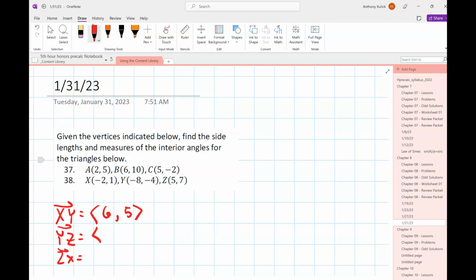Wait a minute, hold on a second. Oops, that's the wrong order. So it's head minus tail, and then head minus tail. Okay, and then head minus tail, and then head minus tail, and then head minus tail, and then head minus tail. Everybody's okay with that?